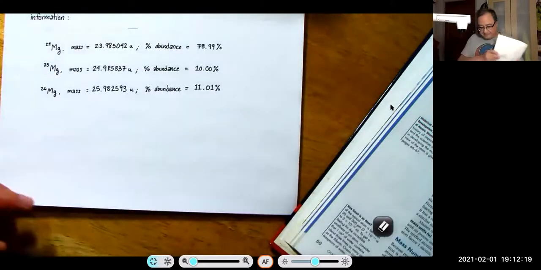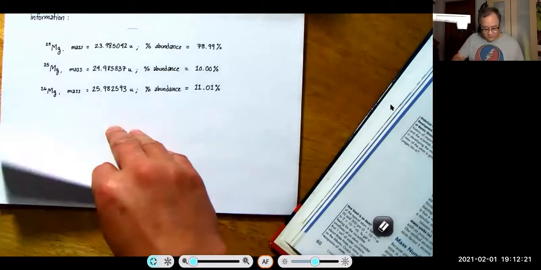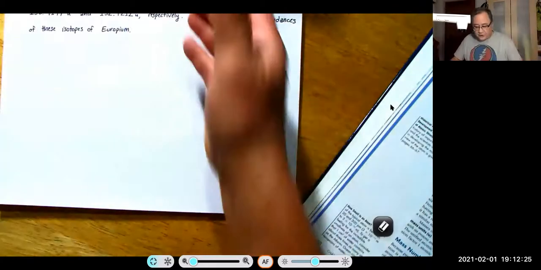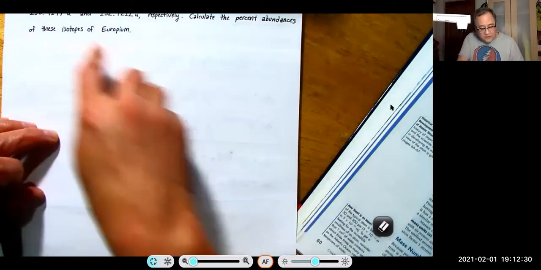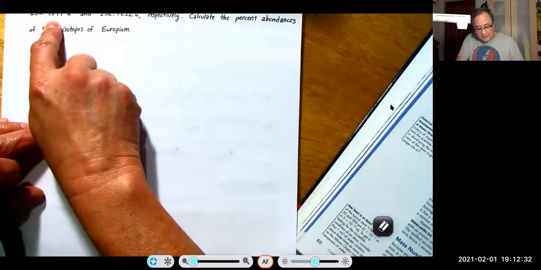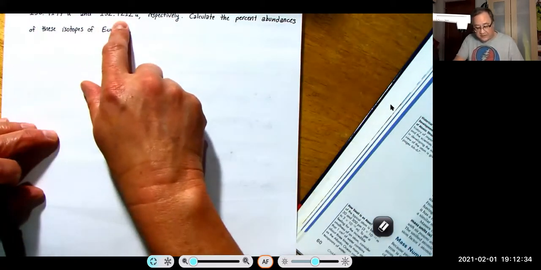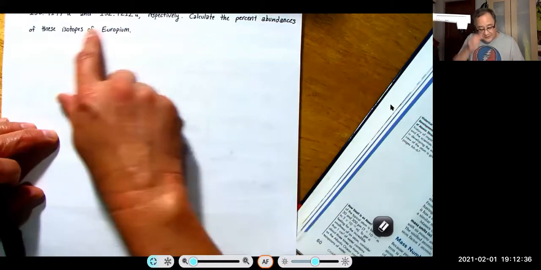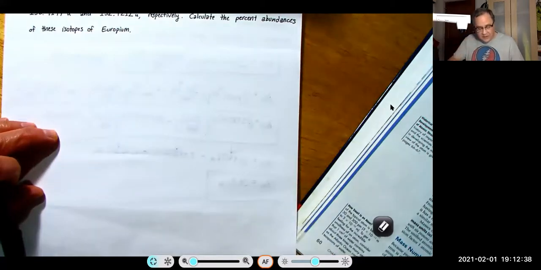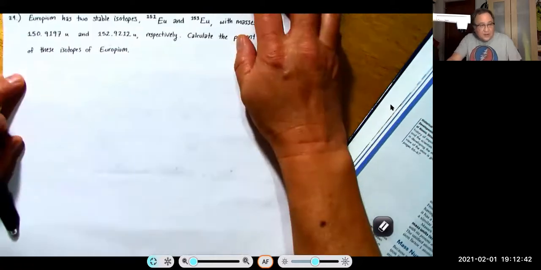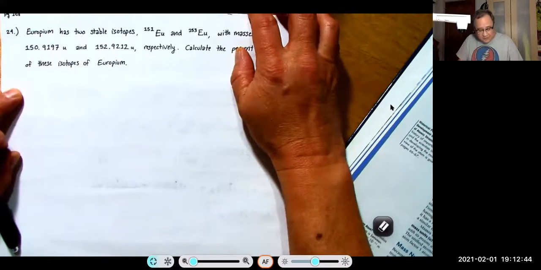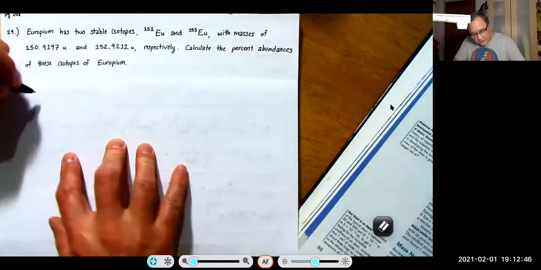Okay, this is going to be the last one that we look at. Number 24 says europium has 2 stable isotopes with masses of 150.91 and 152.92 respectively. Calculate the percent abundances of these isotopes. So they want us to calculate the percent abundance instead of the other way around, and that is calculating the atomic weight. So we're going to use the same formula.